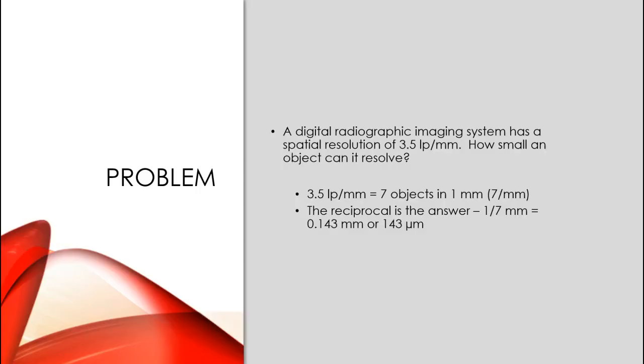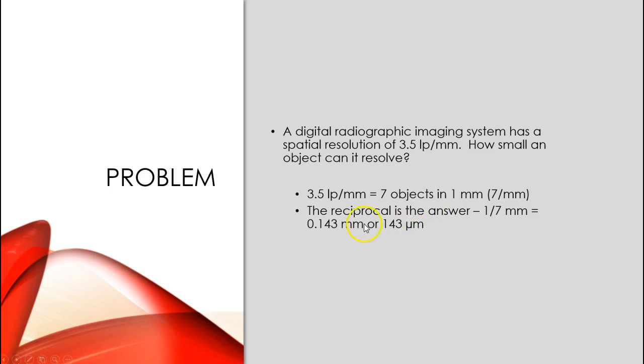Okay, here is a problem for you. There's several math problems that you are going to need to figure out how to do, and it's not very hard. It's just trying to get the concept down. So this problem: a digital radiographic imaging system has a spatial resolution of 3.5 line pairs per millimeter. So that's been figured out by a physicist. How small of an object can it resolve?